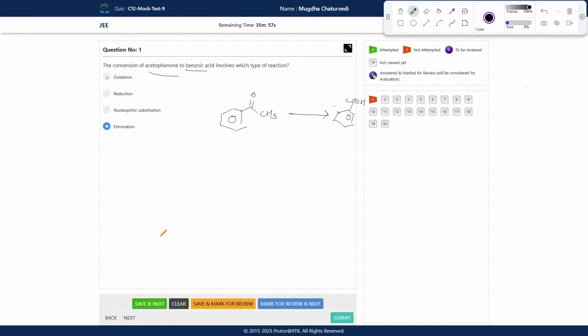Okay, if you look at this reaction, so when we use an oxidizing agent, like I can use over here KMnO4. Okay, so a strong oxidizing agent like KMnO4 can oxidize acetophenone to benzoic acid. So this type of reaction involves oxidation. So the first option is right for this question. Now we will see the next one.